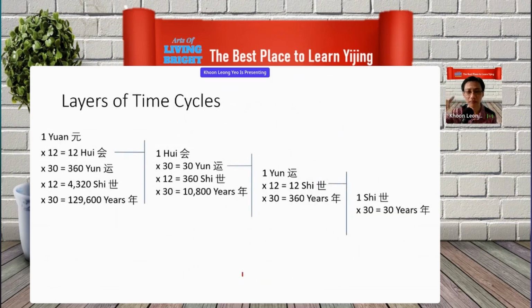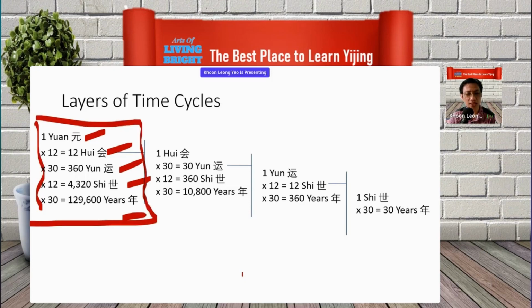Okay, let's drill in. This is a bit of formula, but you don't have to remember. I just want to peel behind the scene and let you see what is actually going on behind. When we talk about 1元, we already said that it is equivalent to 12 hui. Then 12 hui is equivalent to 360 yun. 360 yun is equal to 4320 shi. 4320 shi is equal to 129,600 years. So when we say 我们过了1元, it means we have already crossed 129,600 years.